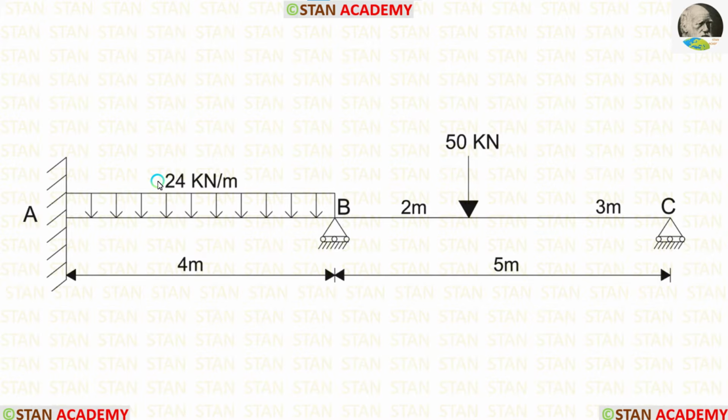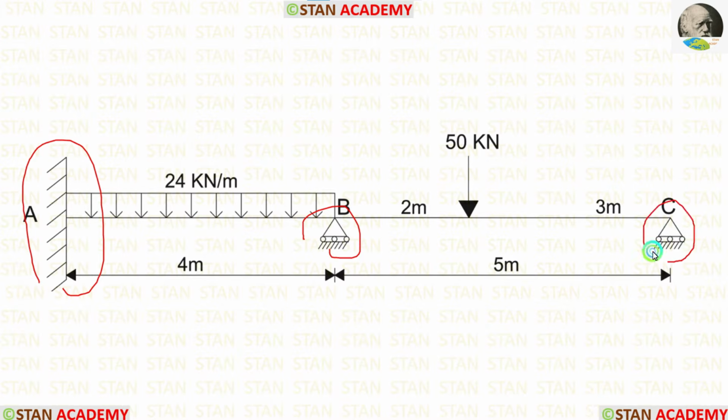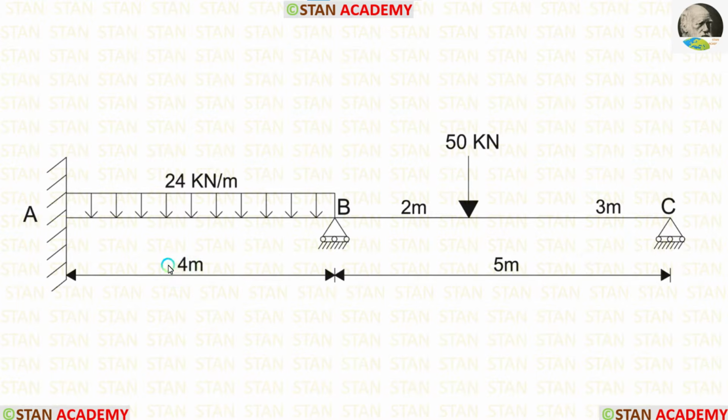In the span AB, there is uniformly distributed load 24 kN per meter acting for the full span. In the span BC, there is a point load 50 kN acting at 2 meter from the point B. In the point A, there is a fixed support. In the point B and in the point C, there are roller supports. Span AB is 4 meter long and span BC is 5 meter long.